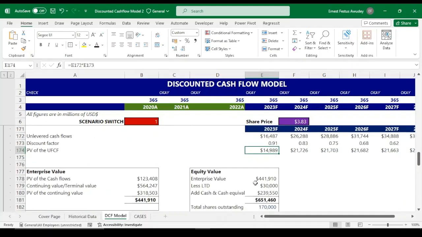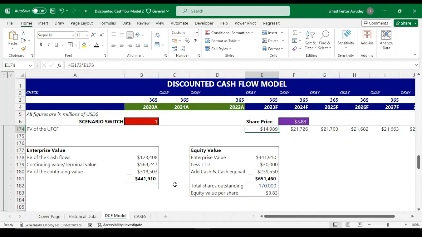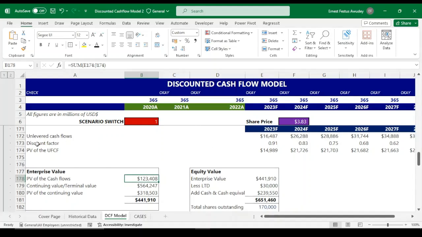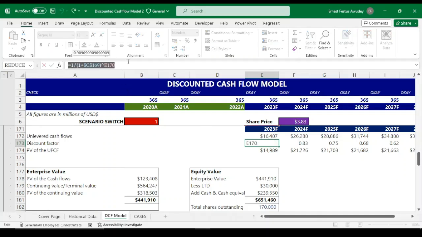Now, the last thing I want to do in this particular video is to use, now in the last video, this particular present value of our cash flows was calculated using the manual method. Okay, so as you can see, we had the discount factor here, and this is the formula. So if you want to learn how to do all of this, then you can check out my video on the discounted cash flow model.